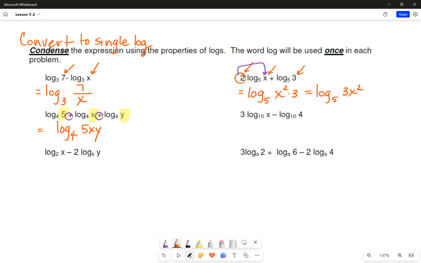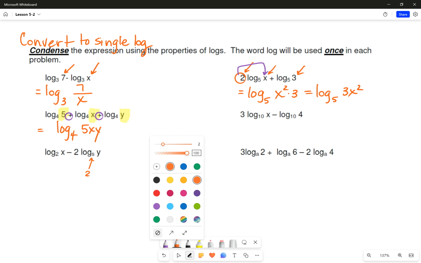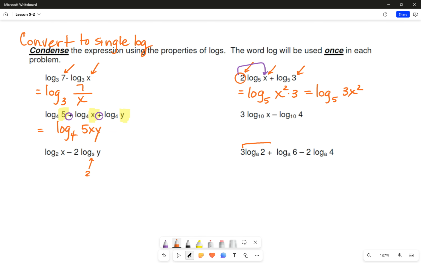Last one. Let's do the very last problem on this page. Oh, by the way, this is a typo right here. That should have been a 2. Okay? Alright, so over here, 3 log base a of 2 plus log base a of 6 minus 2 log base a of 4. So, as shared before, we need to make sure that those coefficients go with their corresponding value within the log function.